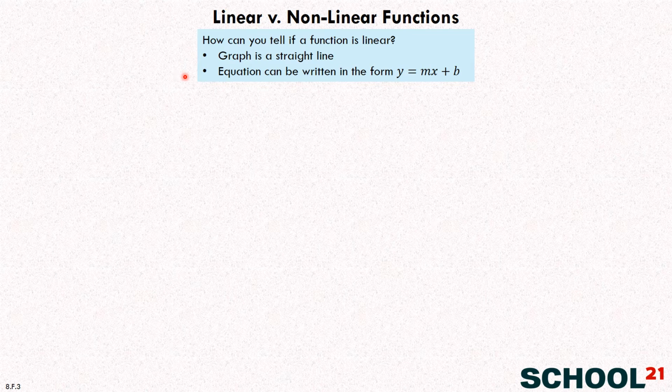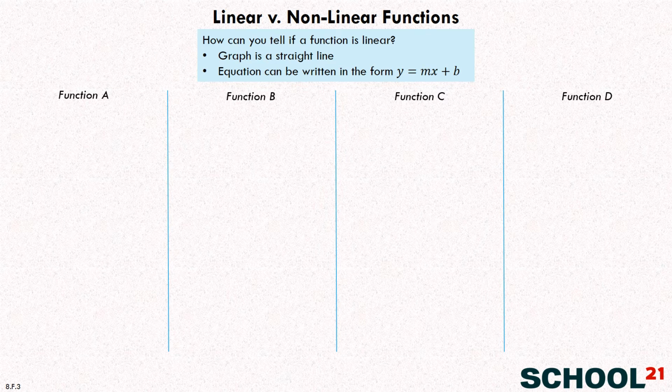And another way you can tell is if the equation can be written in the slope-intercept form y equals mx plus b. So let's look at four functions here and talk about each one of them. The first function here, 3x plus y equals 7. We don't know if that can be written in the form y equals mx plus b until we rearrange it. So what we can do is get y by itself by subtracting 3x from both sides, and we get y equals negative 3x plus 7. And that is in the y equals mx plus b form, so we know that this is a linear function.